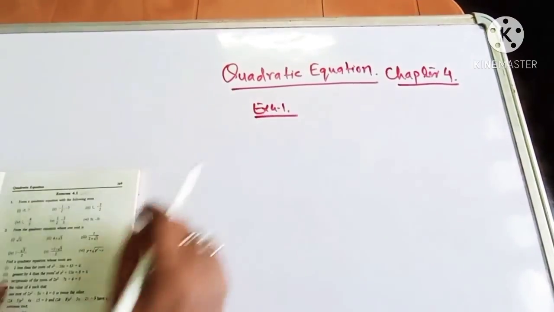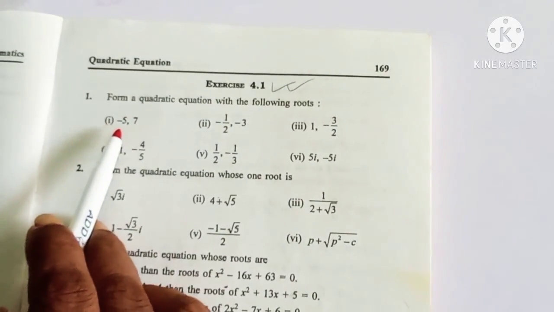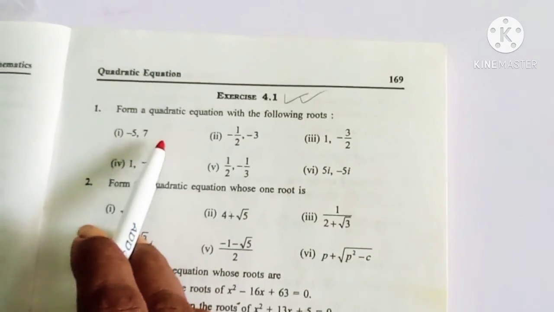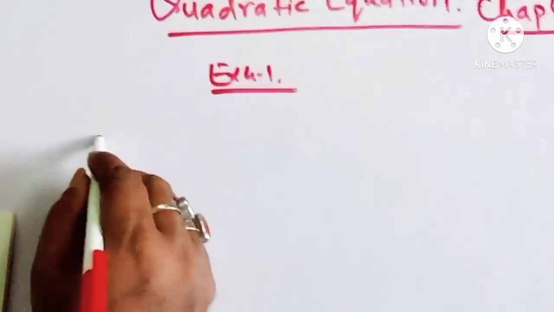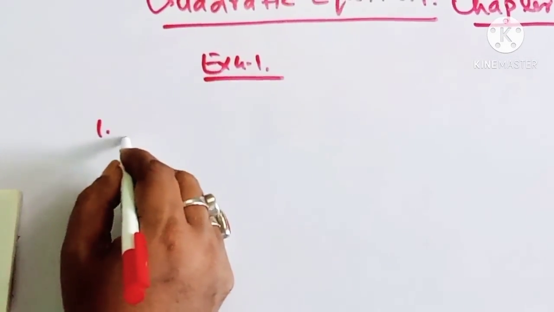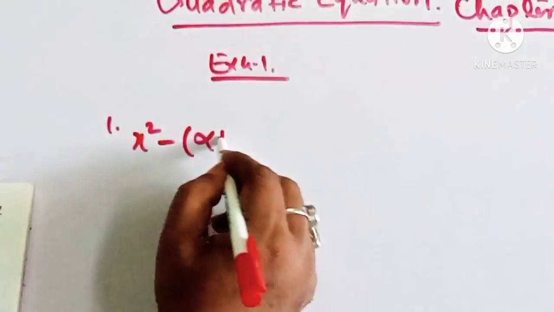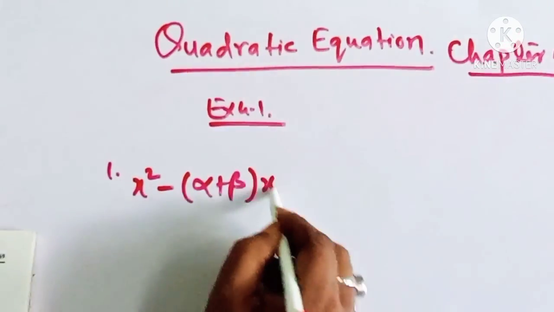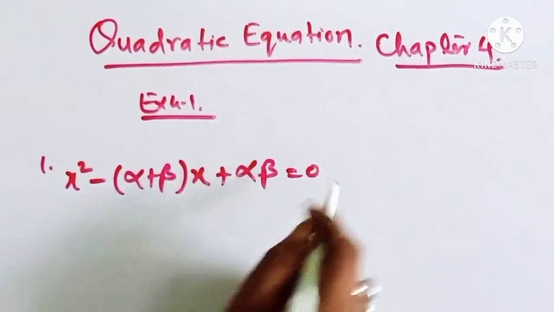4.1. Here you see question number 1. Form a quadratic equation with the following roots. I will do only one for you. The rest you can do yourself because I am giving you the formula here. The formula is x square minus sum of the roots into x plus product of the roots is equal to 0.